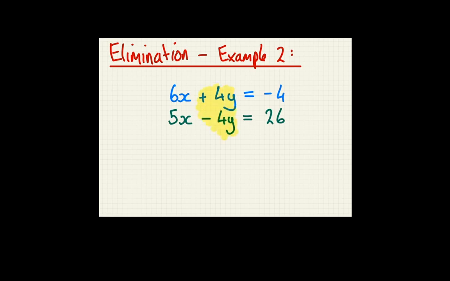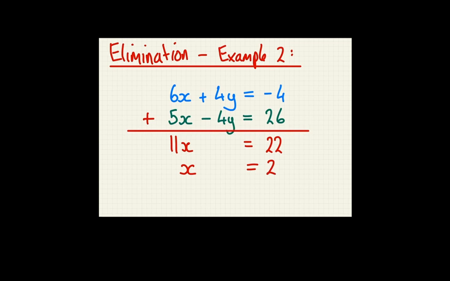When you've got a positive and a negative, the only way we can combine them to get 0 is if we add them together. So instead of subtracting the equations, we add both of the equations together. When we add them, this will give us 11x, nothing, and when we add negative 4 and 26, we get 22. And we can see that x is equal to 2.